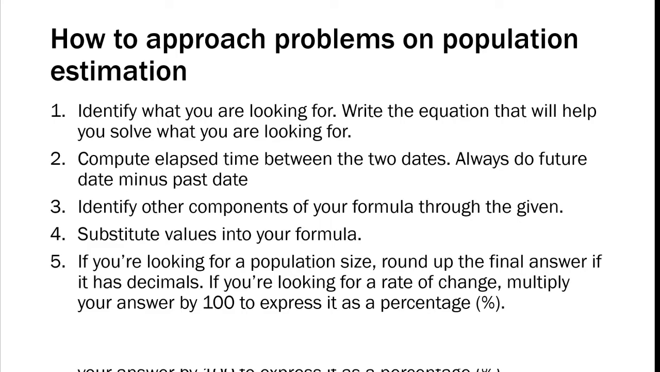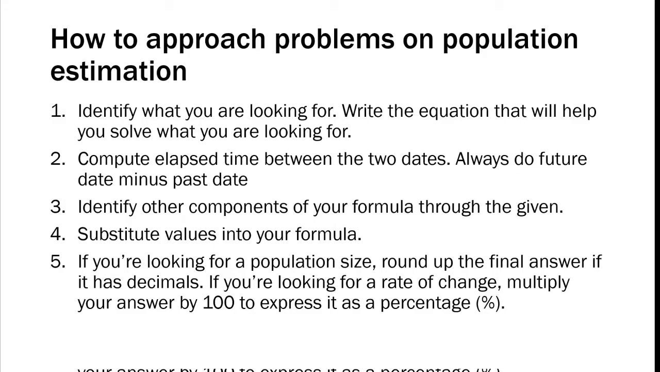The third tip that I want you to remember is to identify the other components of your formula through the given. So whenever you're given a case, you're always given the data for time, of course, which is given by the two dates. The next thing that you need to do is to identify the other components of the formula aside from the elapsed time, of course. So that would either be population size in the future, population size in the past, or the rate of change. After you have identified the other components of your formula through the given, the next thing that you would do, of course, would be to substitute the values of these different factors into your formula.